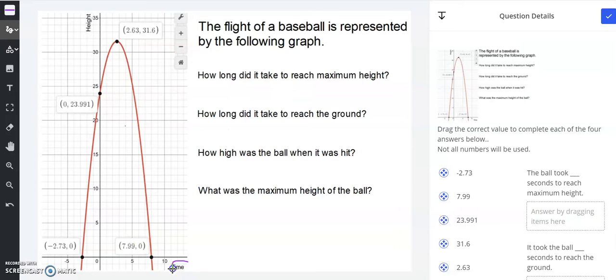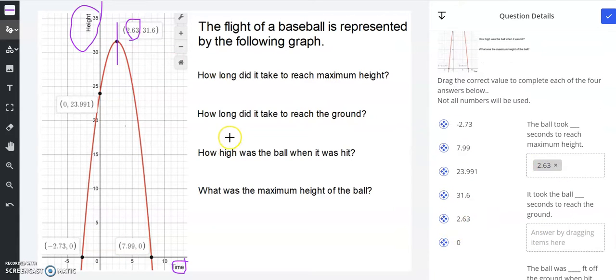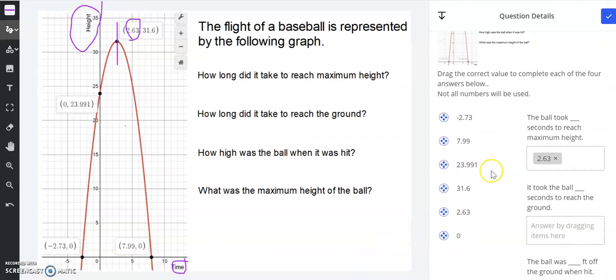So time is down here, and this is how high. So this is the highest point. From 0 to this value here is how long it took, and that's 2.63. How long did it take to reach the ground? So remember, this is the ground point, 7.99 seconds.